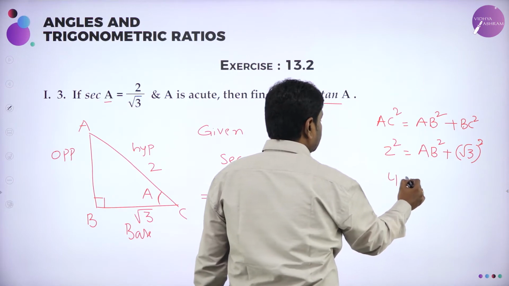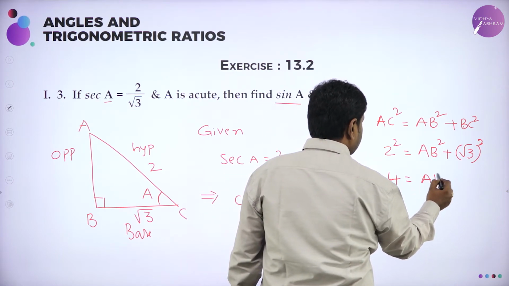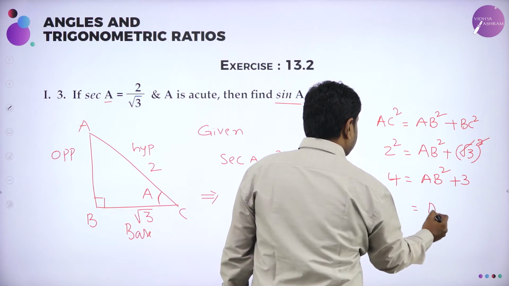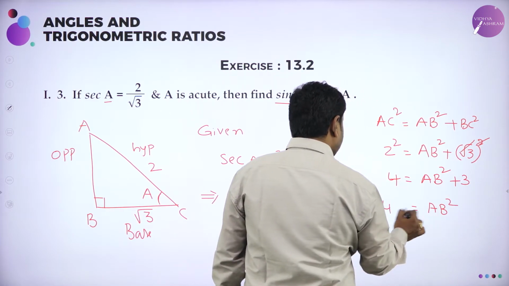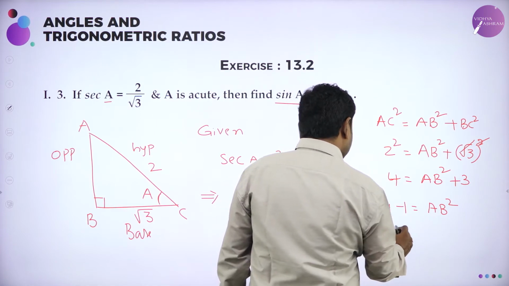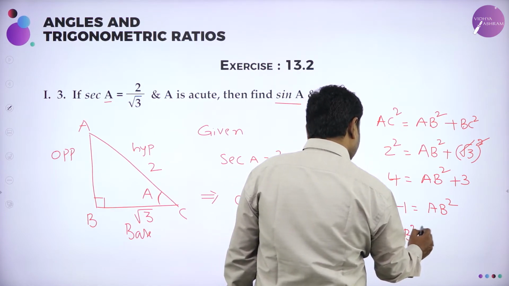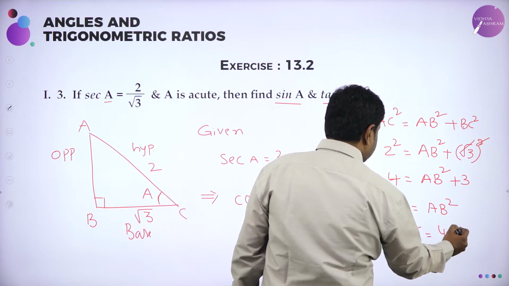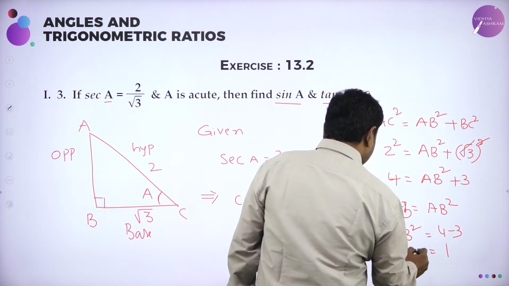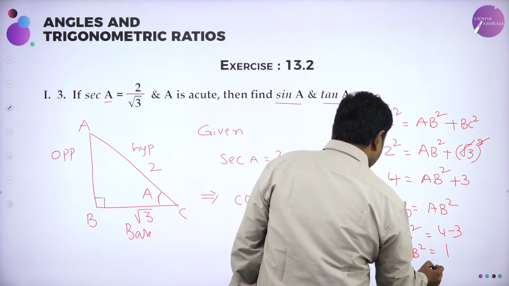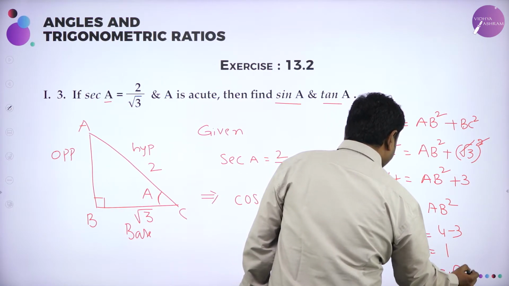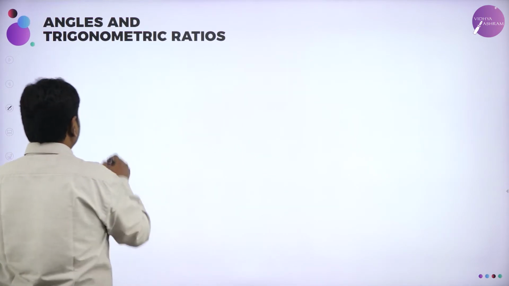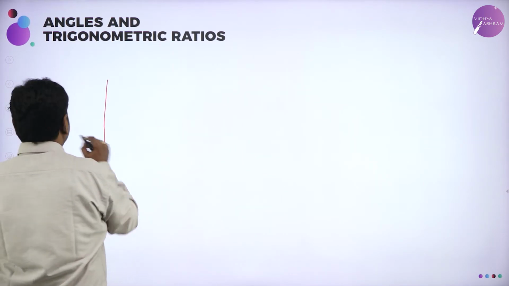Rearrange. 2 square is 4, equal to AB square, which we don't know, plus root 3 the whole square. The square root cancels, that is 3. Bring 3 to this side. AB square is 4 minus 3. So AB square is 1 and AB is what? Root 1. You know root 1 is also 1. So you got AB is 1.